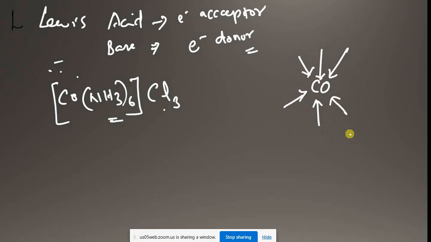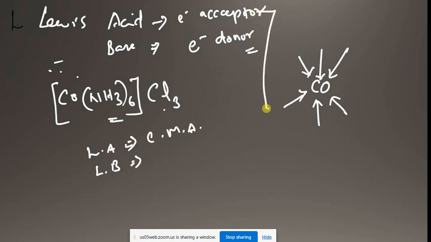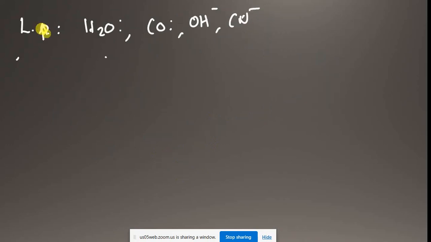Am I right? Now, tell me which is a Lewis acid here in this compound and which is a Lewis base in this compound. Which is Lewis acid here? Yeah, very good. So the central metal atom is a Lewis acid because it accepts the electron. The ligands are the Lewis base, right? Acid means accept or not. Here they are having a pair of electrons, so they will donate. So these are all Lewis bases.